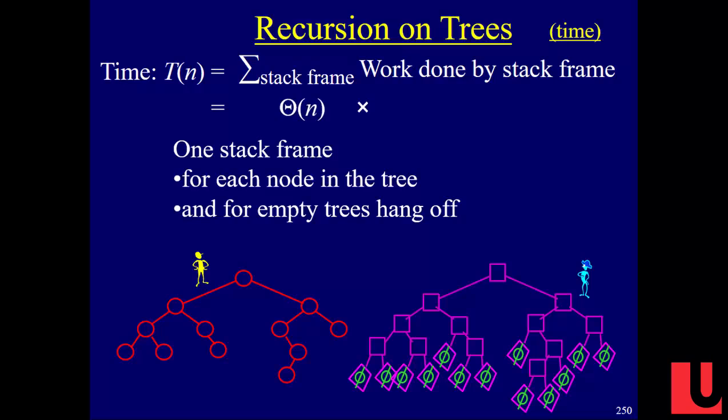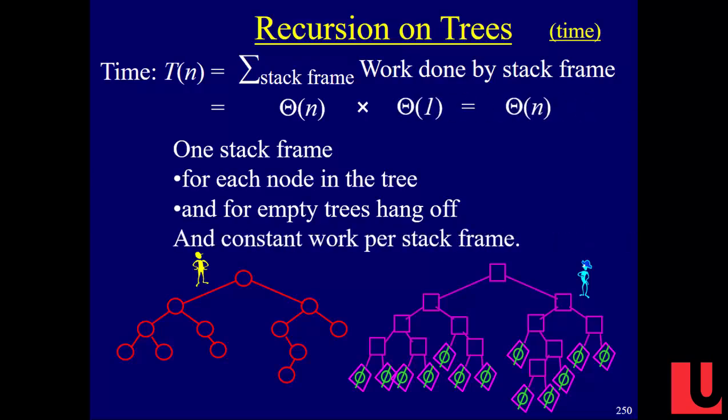So the number of stack frames is order n, and we already said that the work at each stack frame should be a constant, and so we have order n. Everybody good? It's the same statement, just a slightly different proof. Everybody good? Why is it one more than the number?